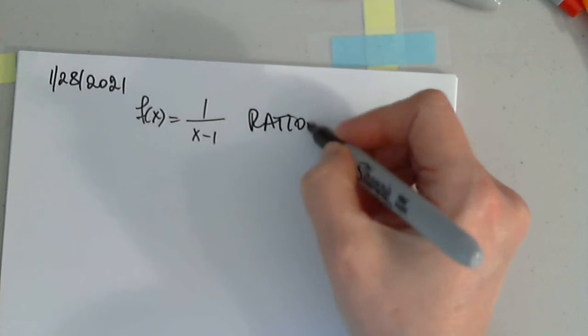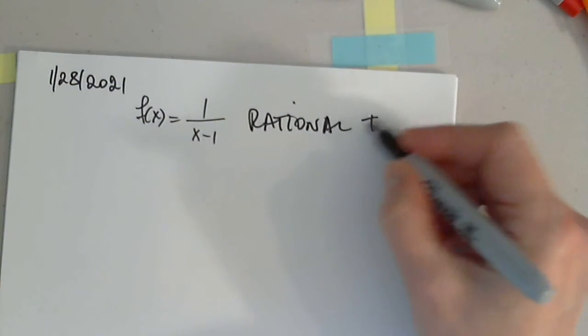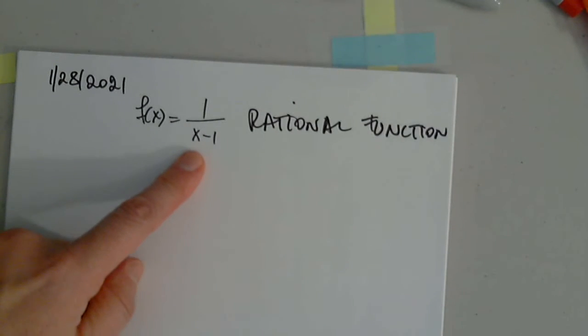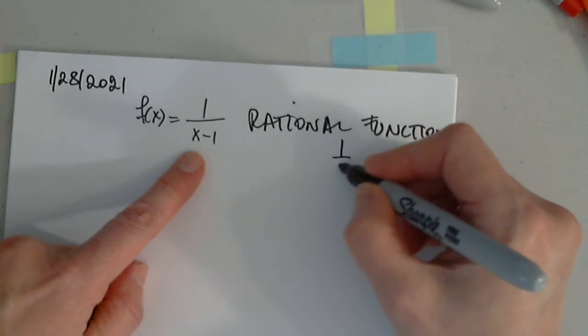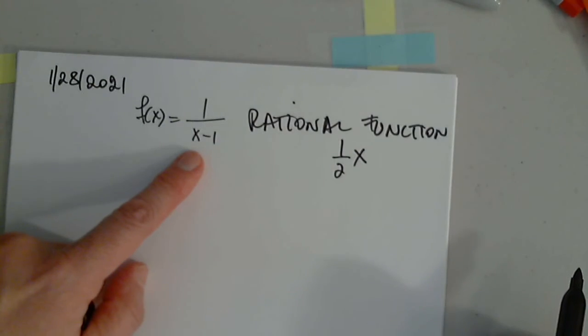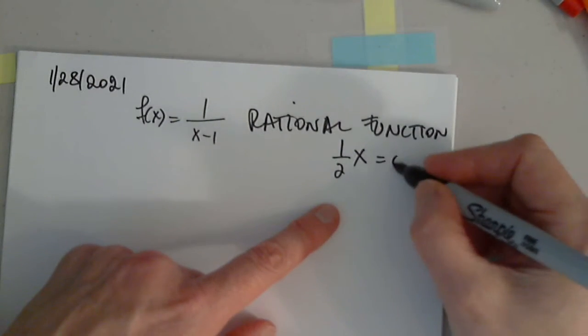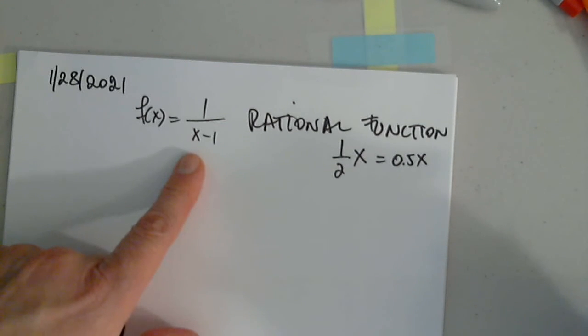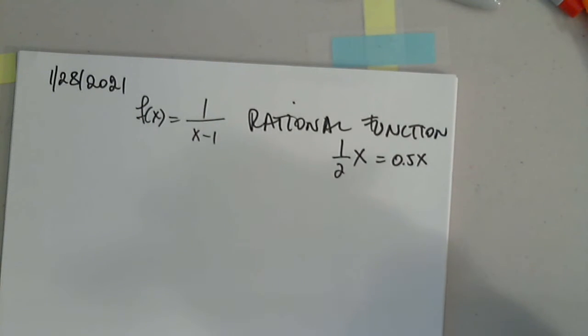It's rational because it has x in the denominator. Remember we said that last time. 1/2 x is not a rational. This is basically a linear function. It's 0.5x. So if it doesn't have x in the denominator, it's not rational.